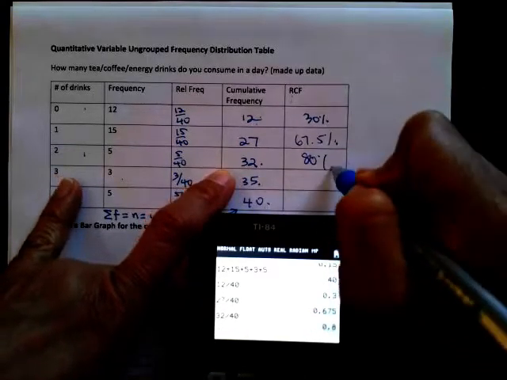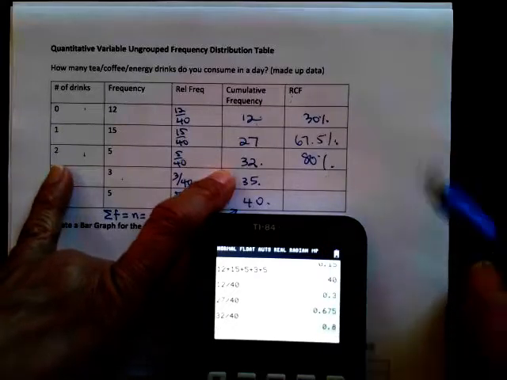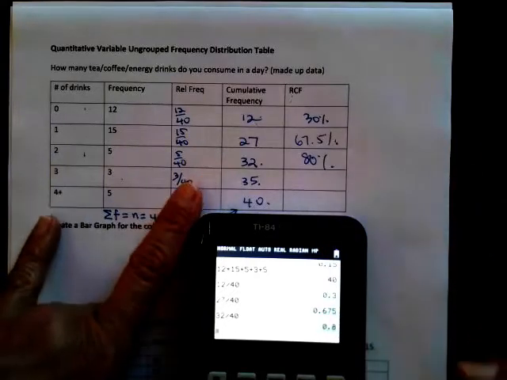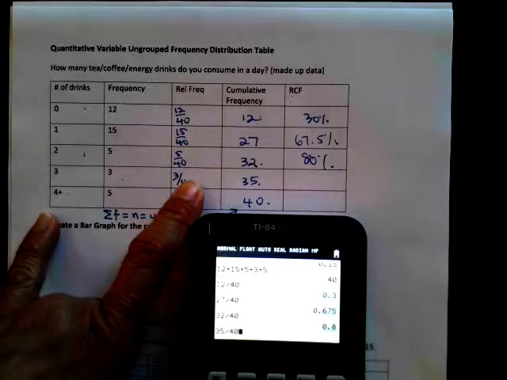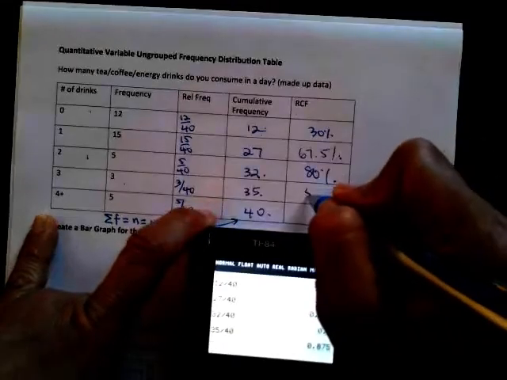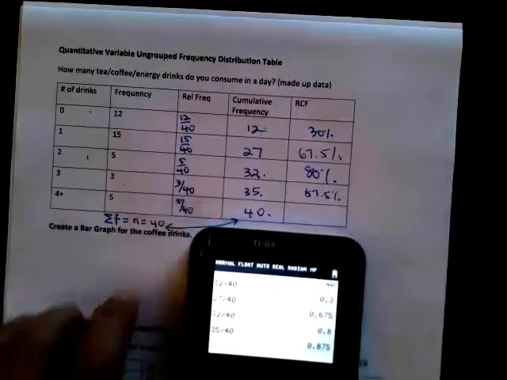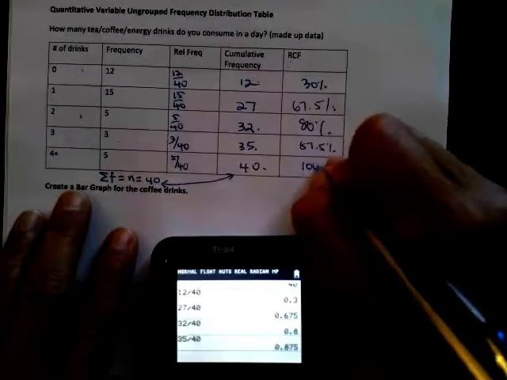80%. By the time we get to 2 or fewer, we have 80% of the people who were asked. 87.5%. And finally, that last one is supposed to be 100%.